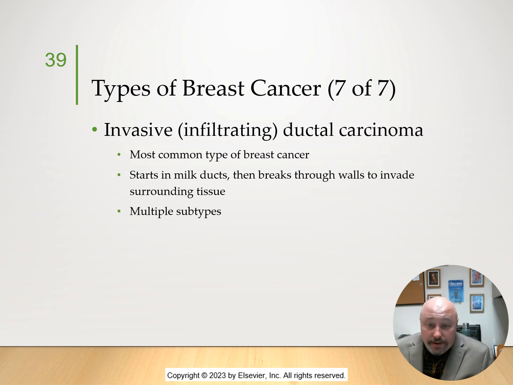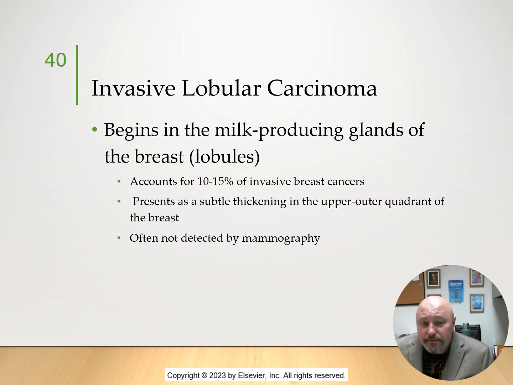In the case of an invasive ductal carcinoma, this is the most common type of breast cancer. It starts in the milk ducts, then breaks through walls to invade surrounding tissue. Invasive lobular carcinomas begin again in the milk-producing glands of the breast themselves, the lobules, and account for 10 to 15% of the invasive breast cancers. They present as subtle thickening in the upper outer quadrant of the breast, and often are not detected by mammograms.